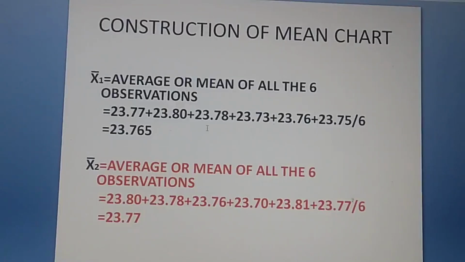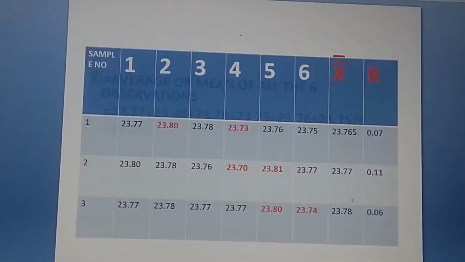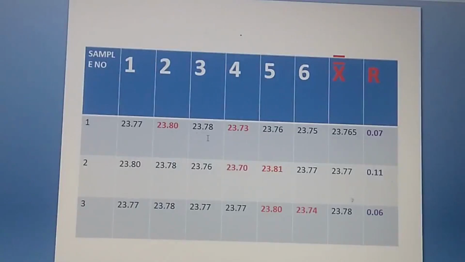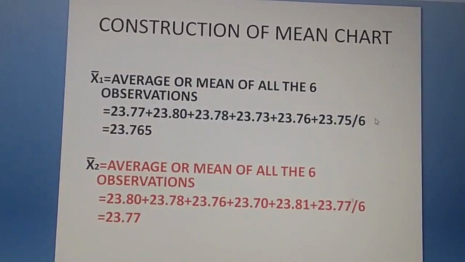So x1 bar is representing the average or mean of all the 6 observations in the first sample, that is 23.77 plus 23.80 plus 23.78 plus 23.73 plus 23.76 plus 23.75 divided by 6. So like this you can calculate the value, and you are getting the value 23.765.